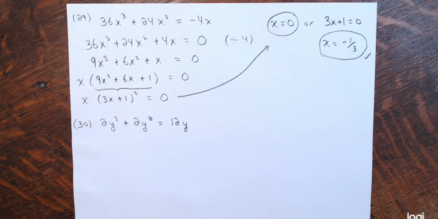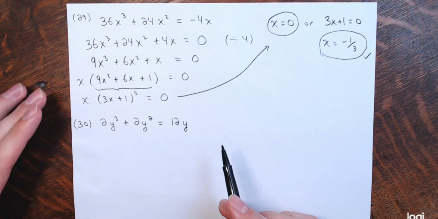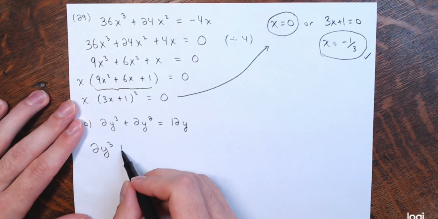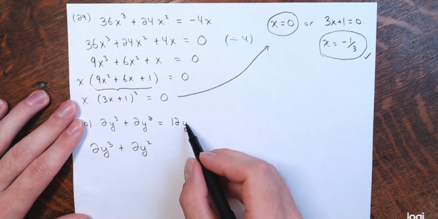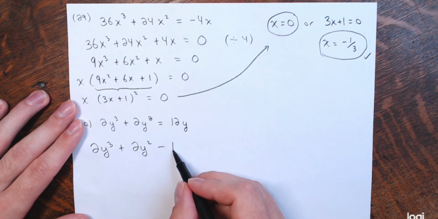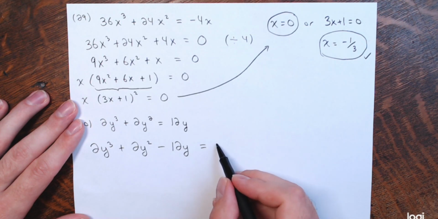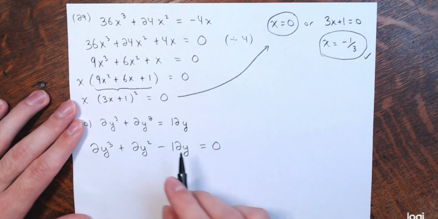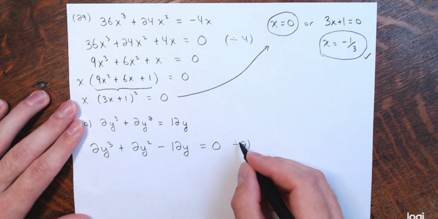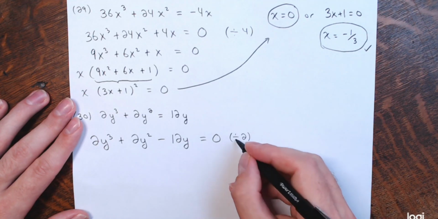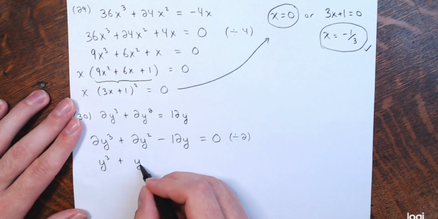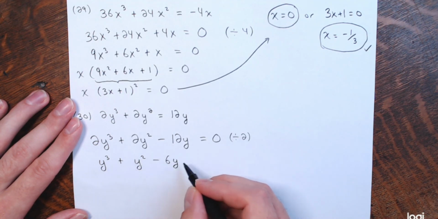Alright, now finally, example 30. Same steps, every single time. Take everything to one side. We got 2y cubed plus 2y squared minus 12y equals 0. I notice that all the coefficients are a multiple of 2. So just to make the numbers as small as possible, I'm going to divide everything by 2. So we get y cubed plus y squared minus 6y equals 0.